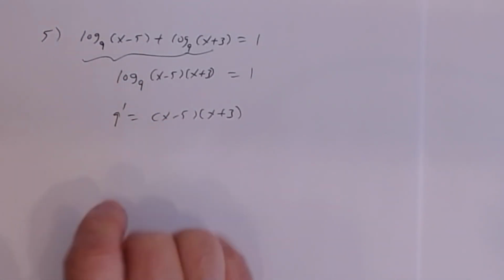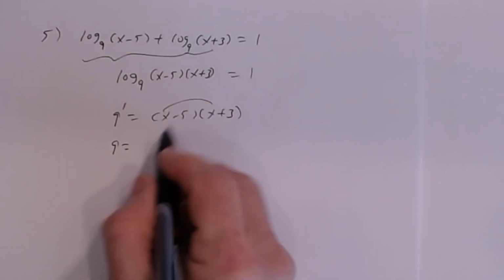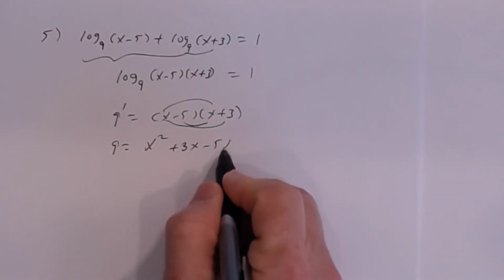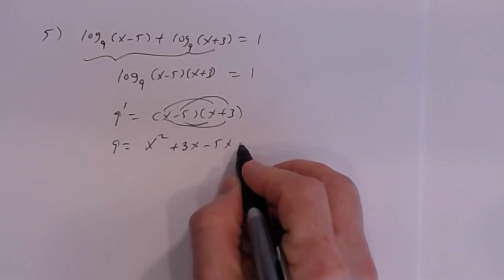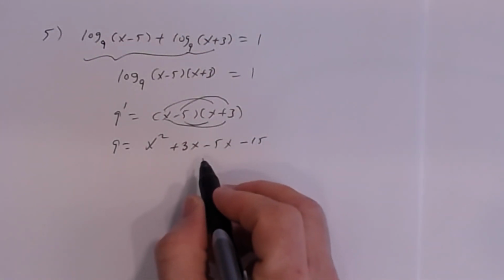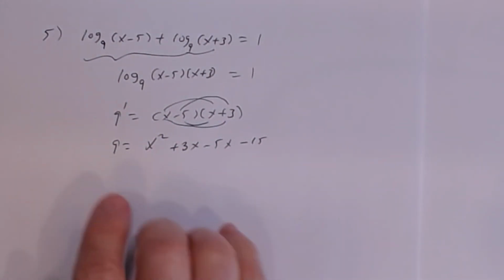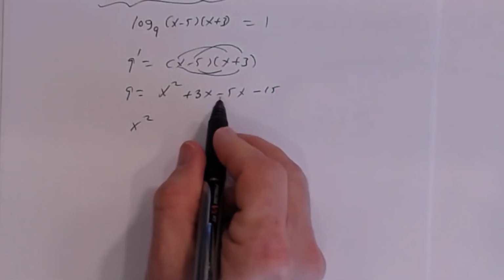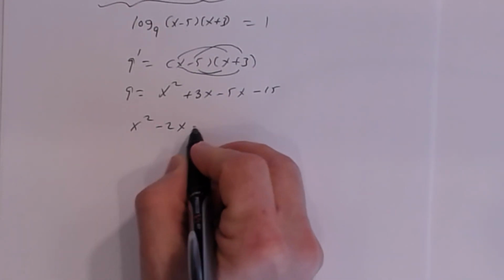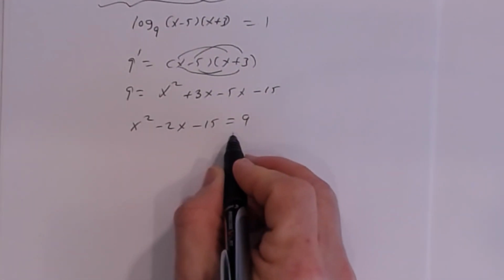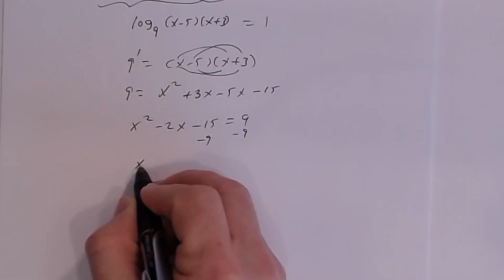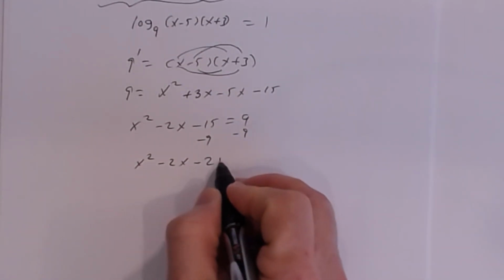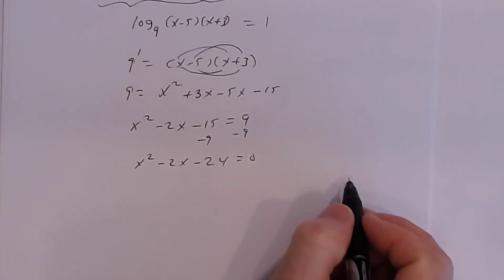So I get 9 to the first is 9 equal x times x is x squared. The outer is 3x. The inner is a negative 5x. And the last, a negative 5 times 3 is a negative 15. Combining like terms, I get x squared, a positive 3x and a negative 5x is a negative 2x, minus 15 equal 9. And then I'm going to bring 9 to the other side. So I get x squared minus 2x, negative 15 and a negative 9 is a negative 24, equal 0.